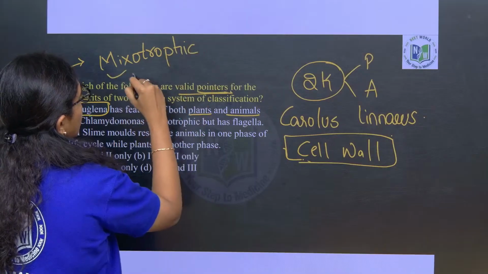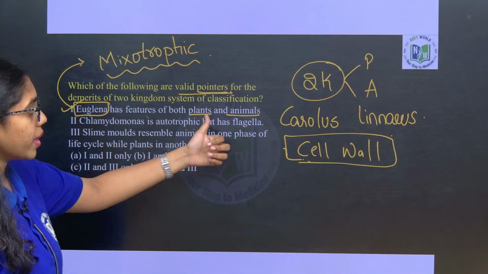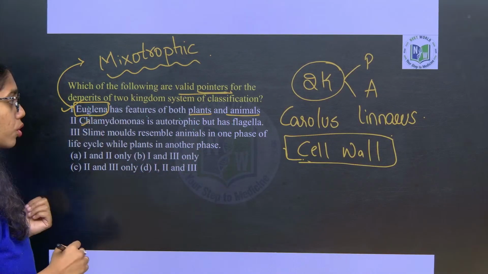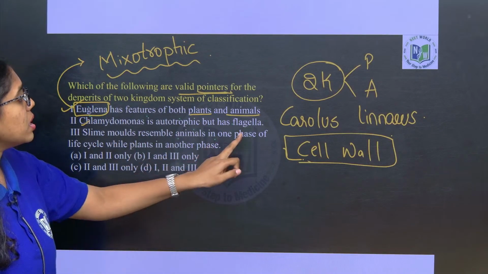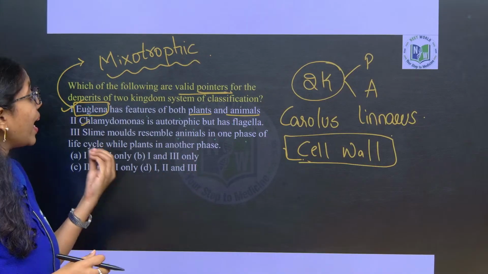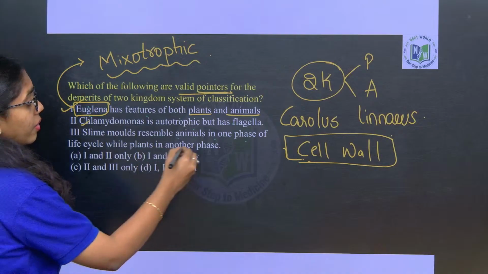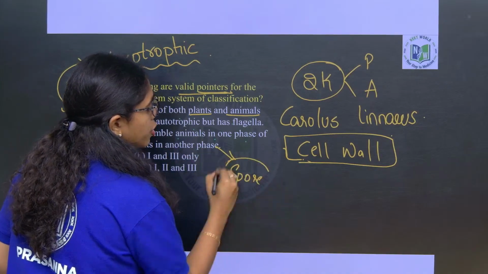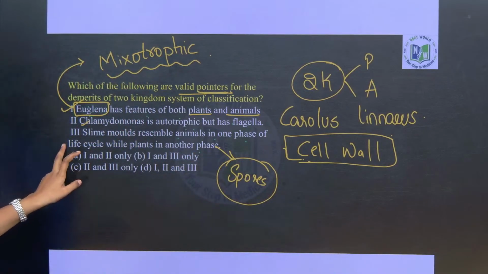Euglena has mixotrophic nutrition. Chlamydomonas is autotrophic but has flagella. True, Chlamydomonas is autotrophic and it has flagella. Slime molds resemble animals in one phase of the life cycle, while plants in the other phase. Where is it resembling plants? It resembles plants when it is producing spores, because spores have a cell wall that resembles plants. So, this is also true.